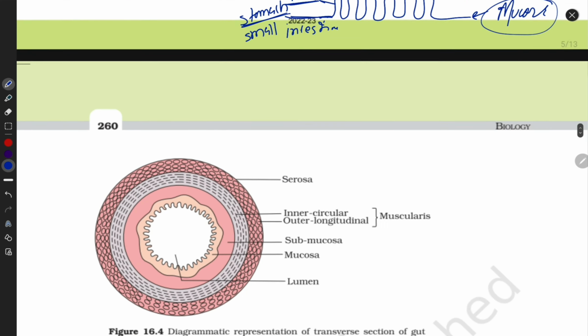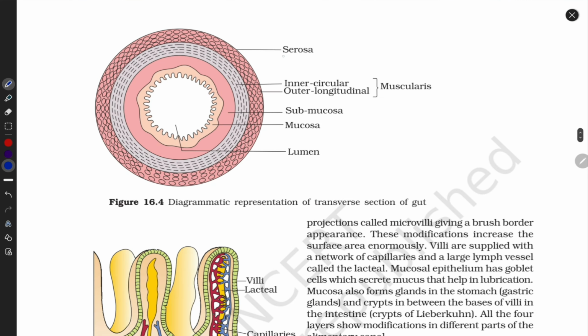Okay guys, look here. The outermost layer is serosa, the second layer is muscularis, the third is submucosa, and the fourth layer is mucosa. Muscularis is divided into two layers: the longitudinal layer, and on the inner side the circular layer, and this is the lumen part, guys, where food is present and transported.